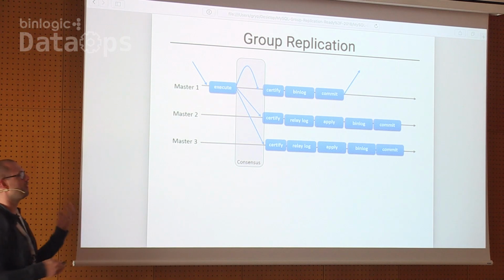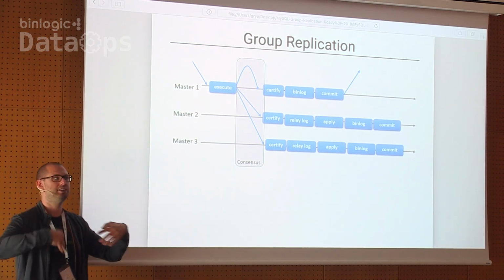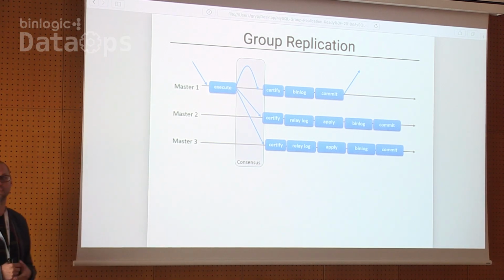So of course, if you write to multiple nodes at the same time and they update the same rows all the time, then you might get a lot of conflicts. So there is a behavioral change in the application for that. So you'll get some conflicts.